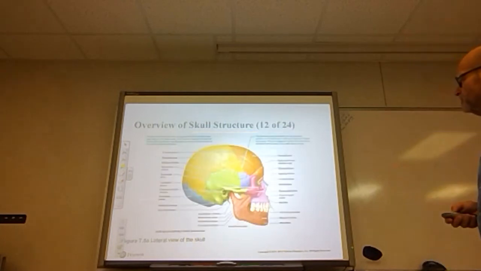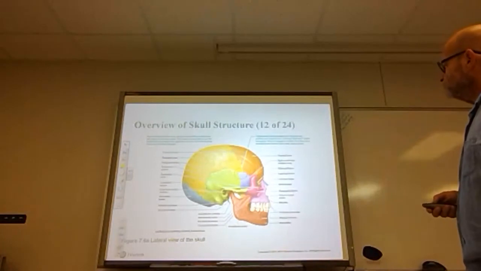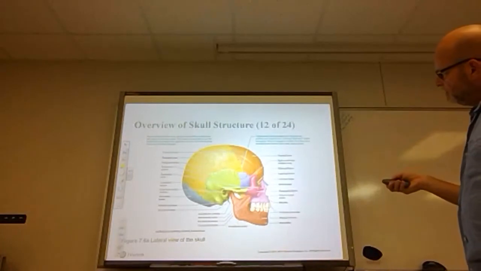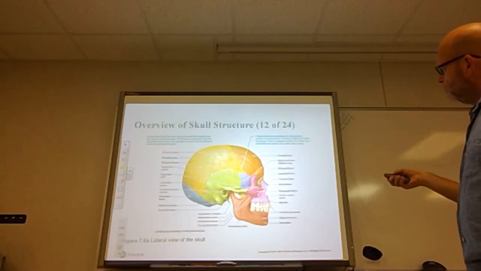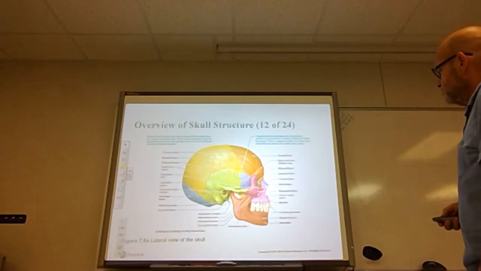All right, some other structures in the skin, in the bone. All of these little, in the skull, all of these little sort of, you think about a map, they kind of look the way rivers look on a map. Those are the sutures.